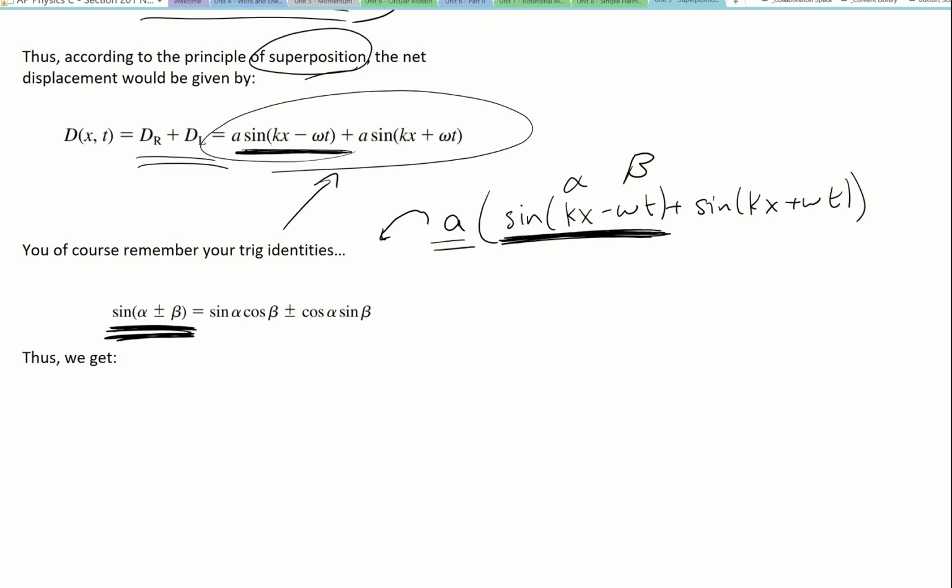And if you hear some noises in the background, it's just Max getting some water, so don't freak out by that. But anyway, I've got alpha and I've got my beta, which I'm defining as that.